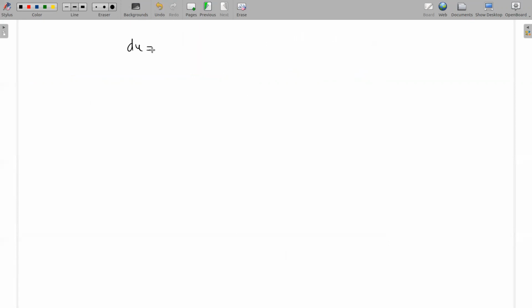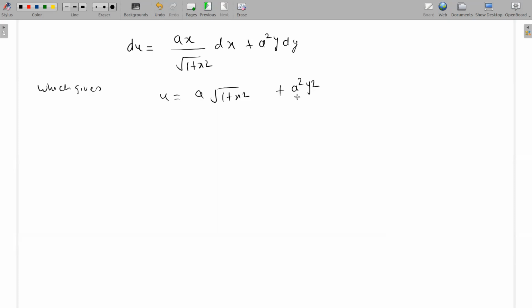So what you have, du equals, which gives, after integration, so this is the complete integral which contains two arbitrary constants a and b.